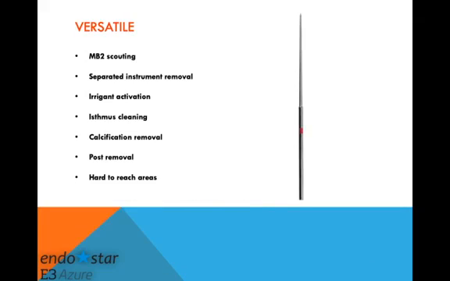Okay, so here you have seen the main primary application of these ultrasonic files. Apart from that, this endosonic file is very versatile in nature. We can use these files for MB2 scouting, separated instrument removal, irrigant activation, isthmus cleaning, calcification removal, post removal, and hard to reach areas. Let's explore each one of the applications.